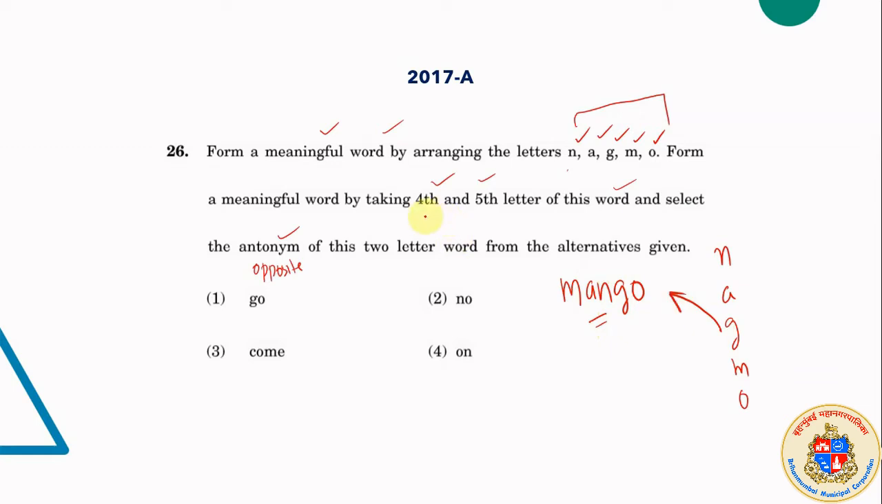And here the second part of the question says the 4th and 5th letters. 1, 2, 3, 4, the 4th and 5th is GO, go. Question उधर खत्म नहीं होता है. Take the opposite of it. What is the opposite of go? Go का opposite है come. So the answer is come. So in your question paper there will be a number and a circle over there, which you will be darkening to show that that is the answer.